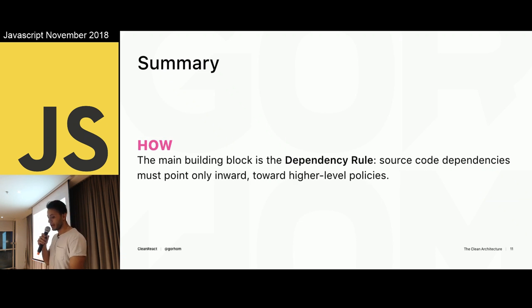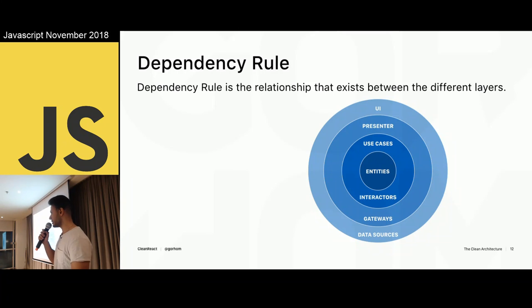And how? Well, the main building block is the dependency rule. And the dependency rule is that the source code must point inward toward high-level policies. So here we have the dependency rule. As you can see, those are the layers that we have in clean architecture. I will explain each of them later, but basically we have the core, which is the entities, and then we have use cases, interactors, and then it goes further from the core: the presenters, the gateways, UI, and data sources. So to simplify the clean architecture, you can divide it into three blocks.